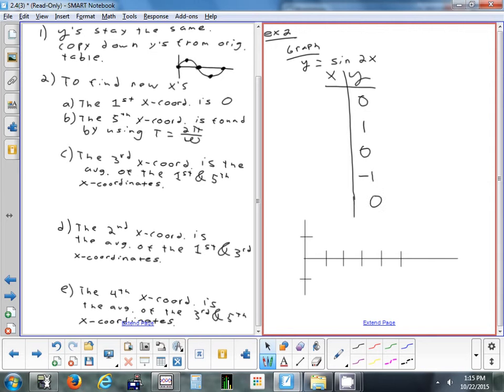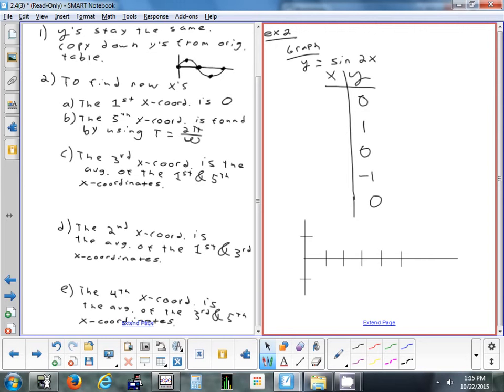0, 1, 0, negative 1, 0. I thought it was 1, 0, negative 1, 0, 1. That's for cosine. All right. So just make sure when you do this, you got the right table. Some people copy the wrong table. You lose 5 points right there. And if you copy the wrong y values, chances are your graph is going to be wrong too.